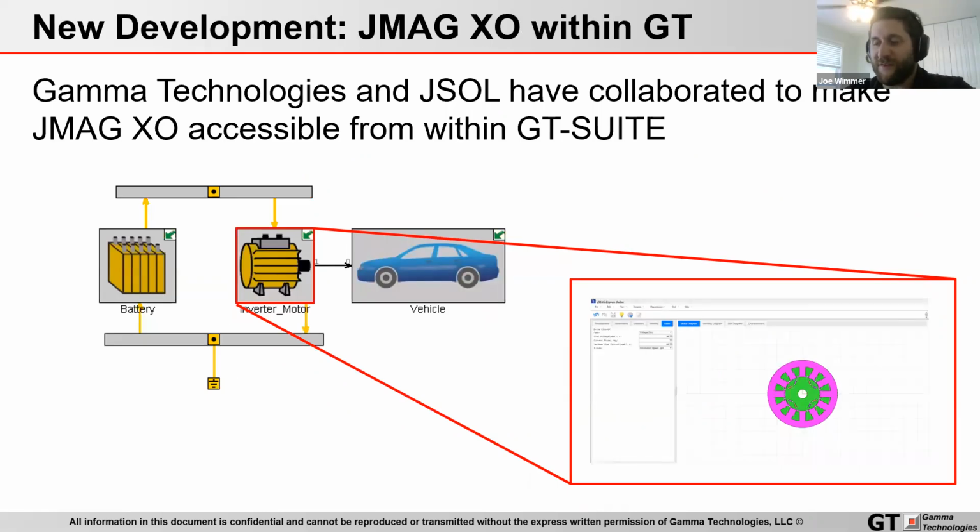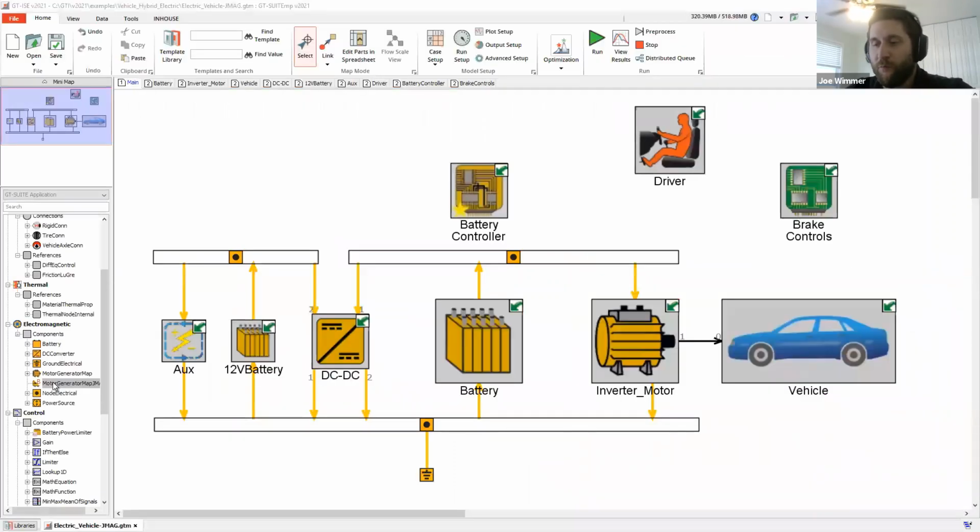So to address this challenge, what we've done, and when I say we, I mean Gamma Technologies, is partner and collaborate with JSOL in order to make JMAG Express Online accessible from within GT Suite. To simplify the overall workflow so I'm not jumping between applications, we recorded this video to demonstrate what this looks like.